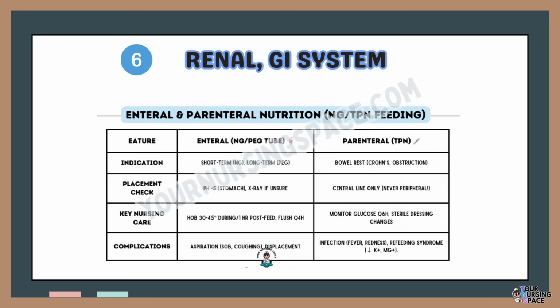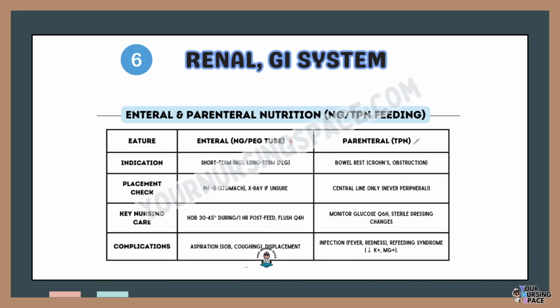NG tubes are used for feeding or decompression. Always confirm placement with an X-ray before first use and keep the head of the bed at 30 to 45 degrees to prevent aspiration. PEG tubes are surgically placed for long-term feeding, and proper skin care is important to prevent infections. Total parenteral nutrition, TPN, is given through a central line when a patient cannot tolerate enteral feeding.